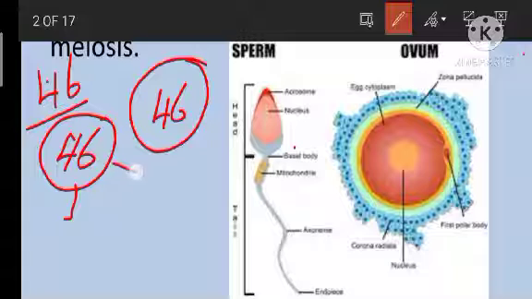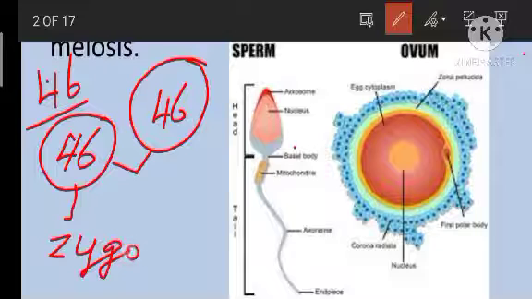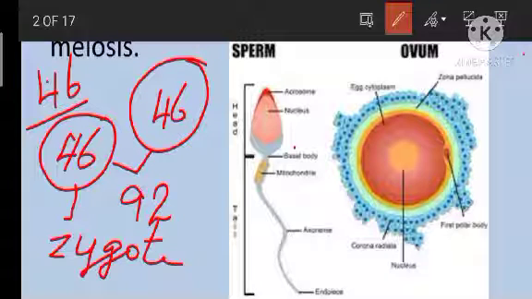Now, after the formation of gametes, fertilization occurs, isn't it? So as a result of fertilization, what will be formed? A zygote will be formed. And the zygote will have 92 chromosomes. When you add 46 and 46, that is, when the sperm fuses with the ovum, it produces a zygote which will have 92 chromosomes.